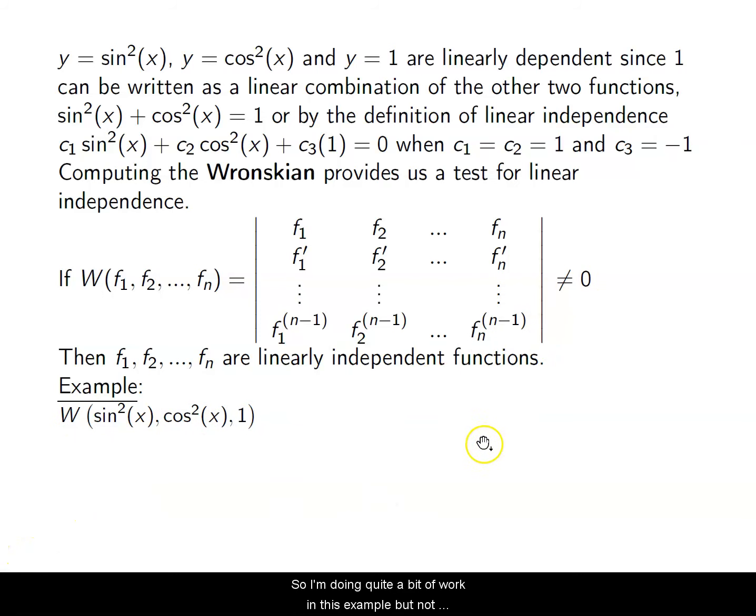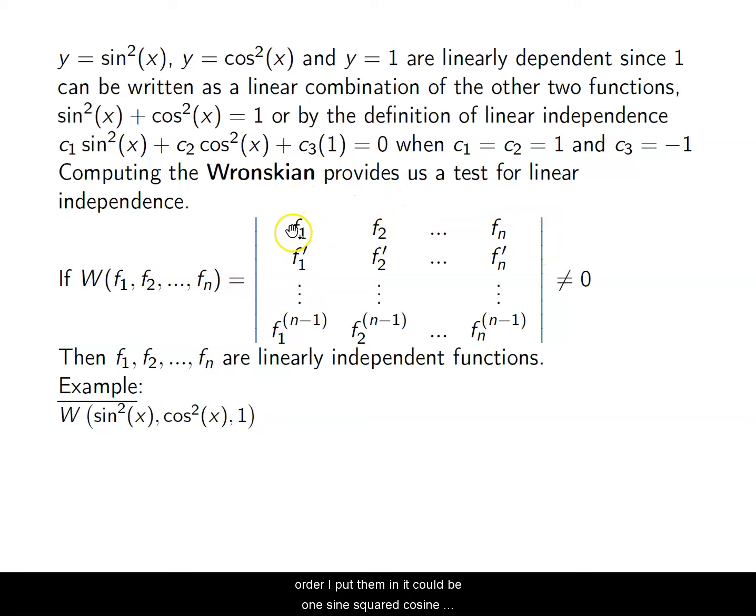So I'm doing quite a bit of work in this example, but not a lot. Ideally, you are pausing and doing some work on the side as we go through this. So I need to plug in my functions. It really does not matter what order I put them in. It could be 1, sine squared, cosine squared.